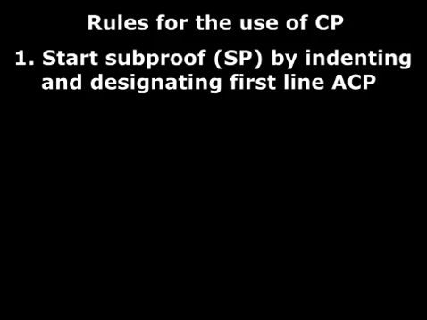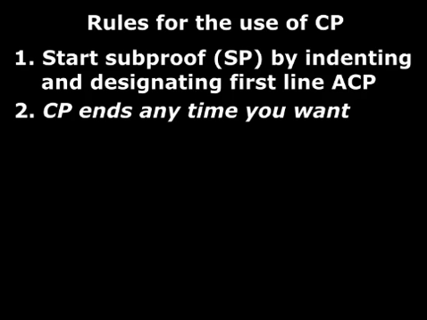All right, so now that we've seen a number of examples of conditional proof, I want to step back a second and look at some rules, so to speak, for using conditional proof. Just to clarify, these are some things that people often do that they shouldn't do, and I want to be explicit about how to do these things. Number 1, you always start your subproof by indenting and putting the little arrow, and your justification for that first line, your assumption, is ACP, assumption for conditional proof. So that's how you start it.